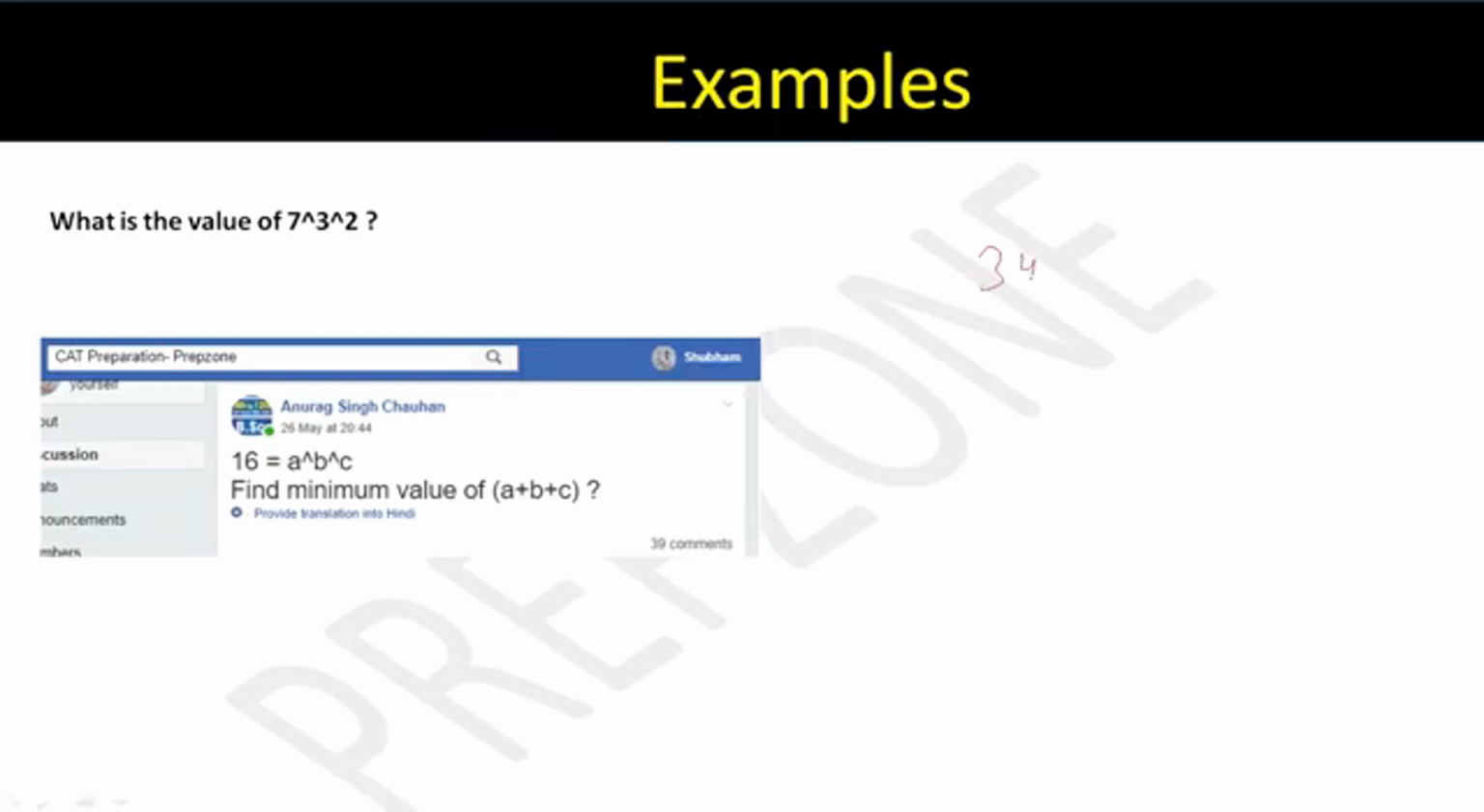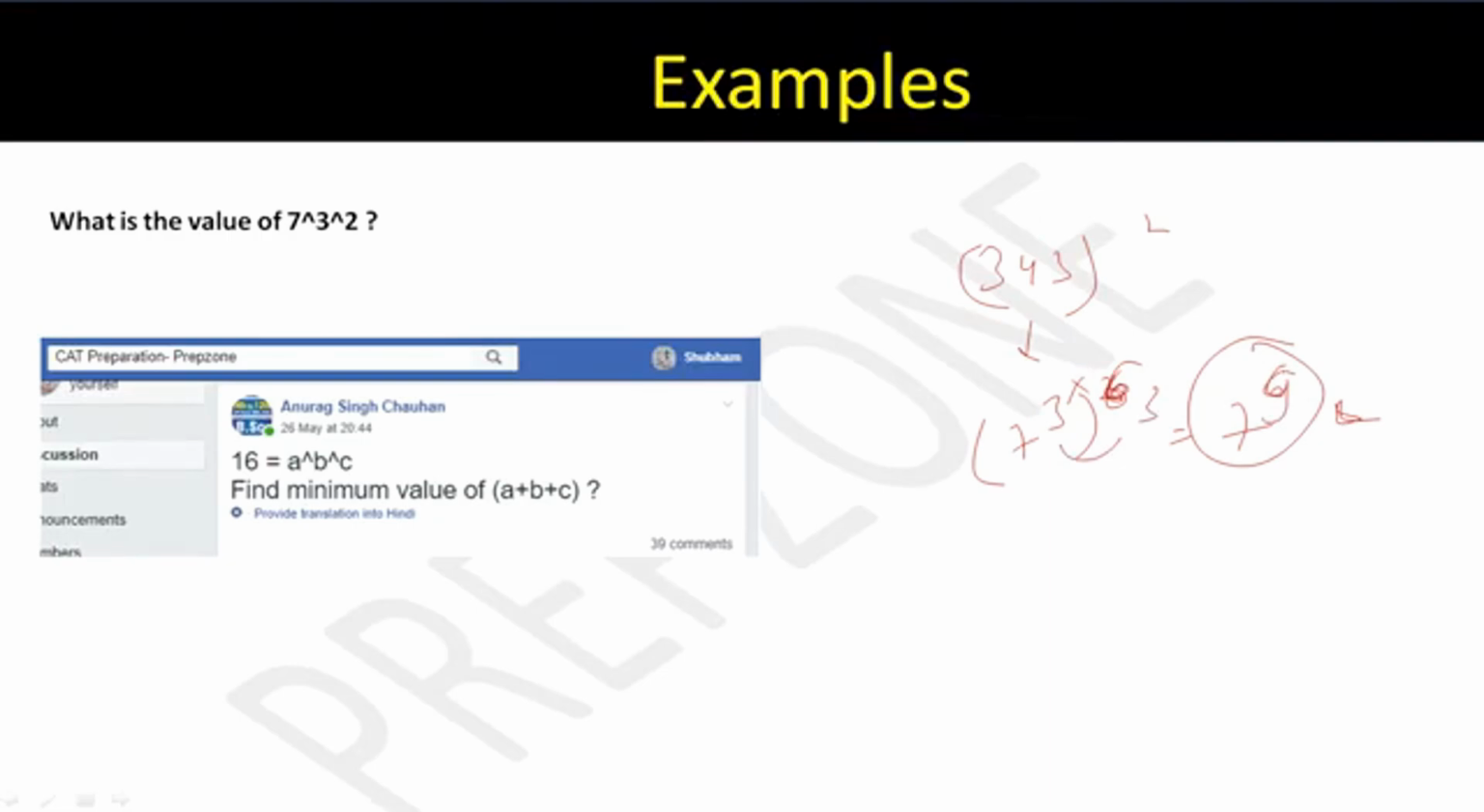See, 343 to the power 2 will be, this is 7 cube to the power 2. This will be 7. Last concept was, you multiply these two terms. This will be 7 to the power 6. What Ashutosh is saying, if this is 3, then yes, 3 into 3 is 9. So this becomes 7 to the power 9. That's it.